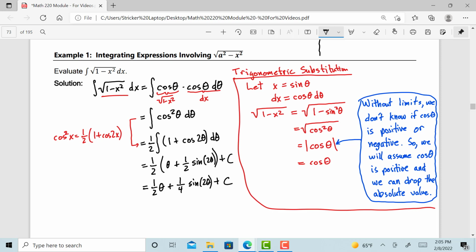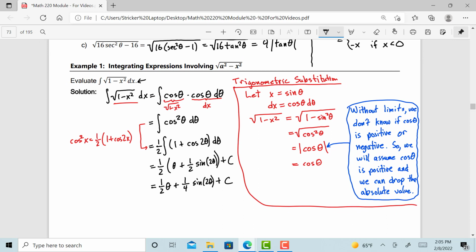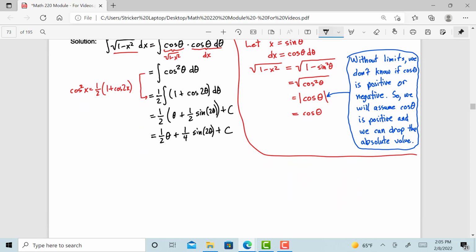The only issue is this answer is in terms of theta, and we know our original integral was in terms of x, so we need to get everything back in terms of x, and the way we do that is with a right triangle. So we're going to use a right triangle to go ahead and convert everything back to being in terms of x. Let's go ahead and write that down. Use a right triangle to convert our answers back in terms of x.